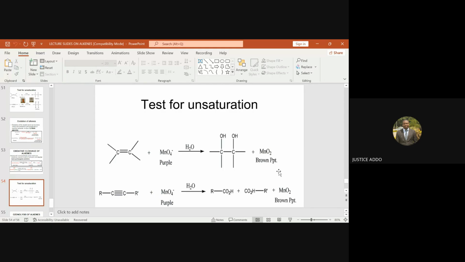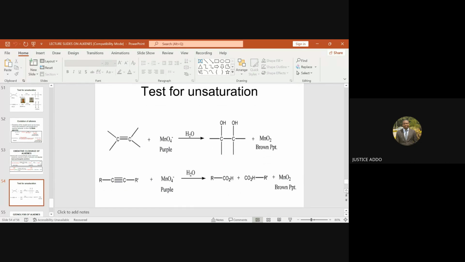So again, the type of alkene determines the type of product you form under exhaustive oxidation reaction. So apart from the bromine in carbon tet, we can also use the permanganate solution to test for alkenes and alkynes. When you add potassium permanganate to an alkene, it will react. The purple color of the permanganate will change to a brownish precipitate, and that tells you that there's what? An alkene or alkyne present.